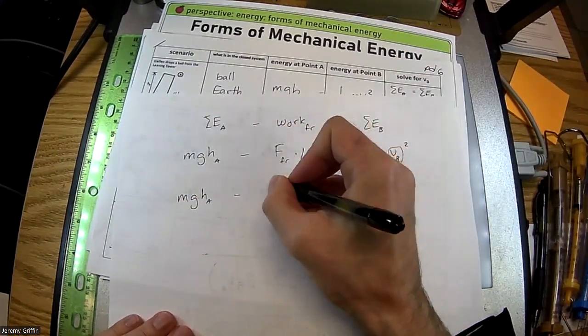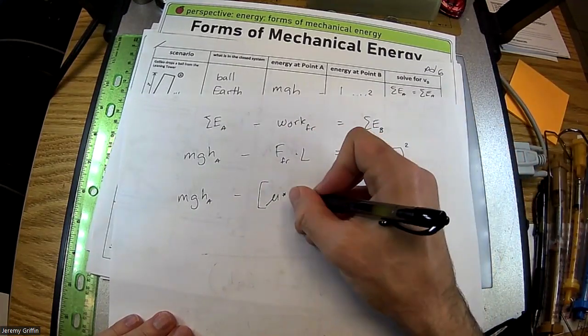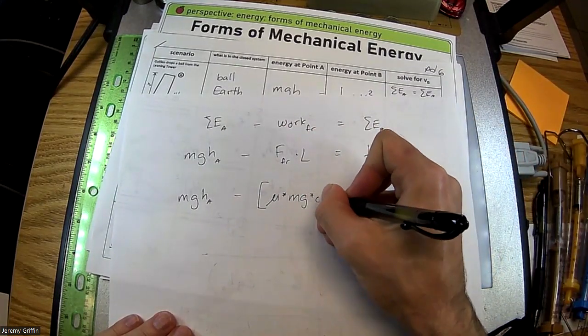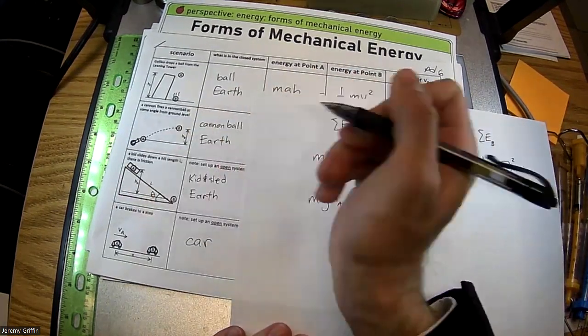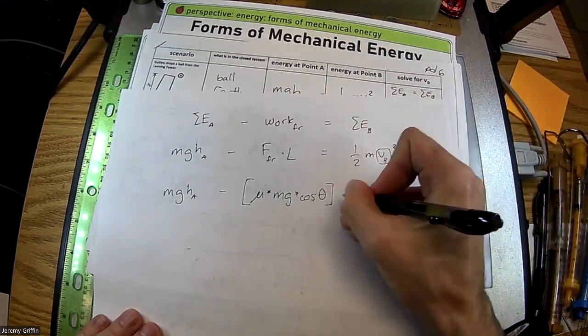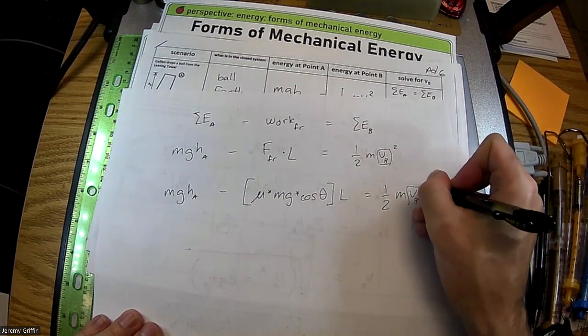You could say friction force is the coefficient of friction times the normal force. And is the normal force just mg cosine theta, where theta is this angle theta right here? And then, okay, we still have L, then 1/2 mvB squared.